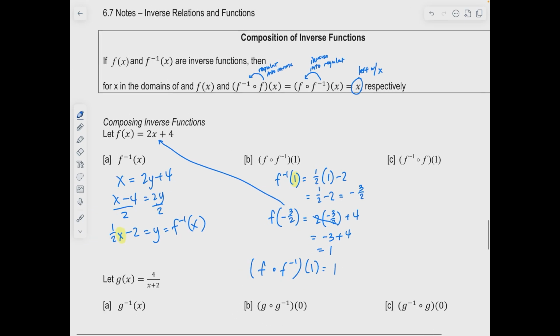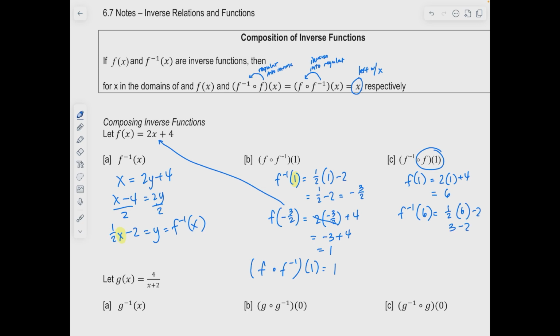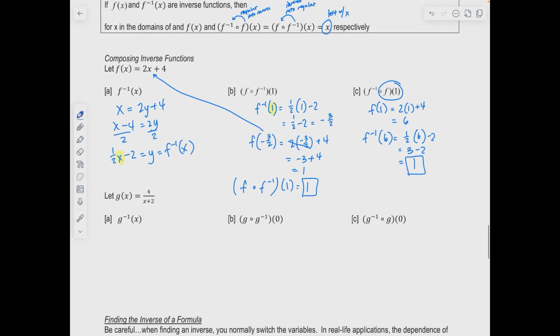And then same thing, if I do f of 1 first, that's 2 times 1 plus 4. So that would give me 6. If I do f inverse of 6, that would be 1/2 of 6 minus 2. That's 3 minus 2, which takes me right back to 1 again. When I put in 1, I get out 1. When I put in x, I get out x, whatever you put in there.